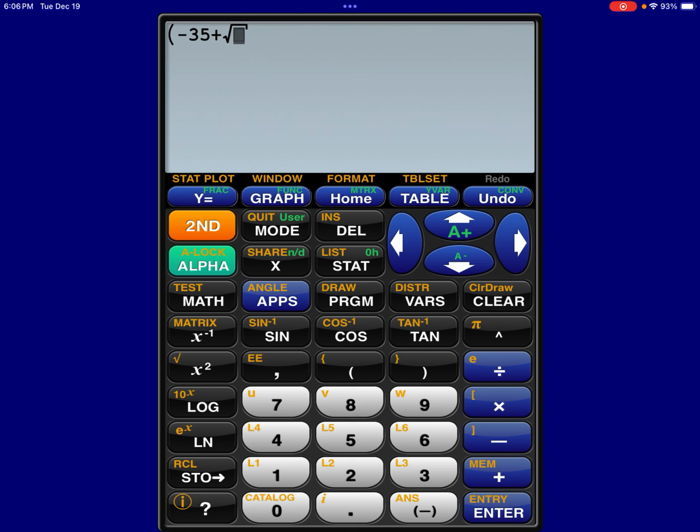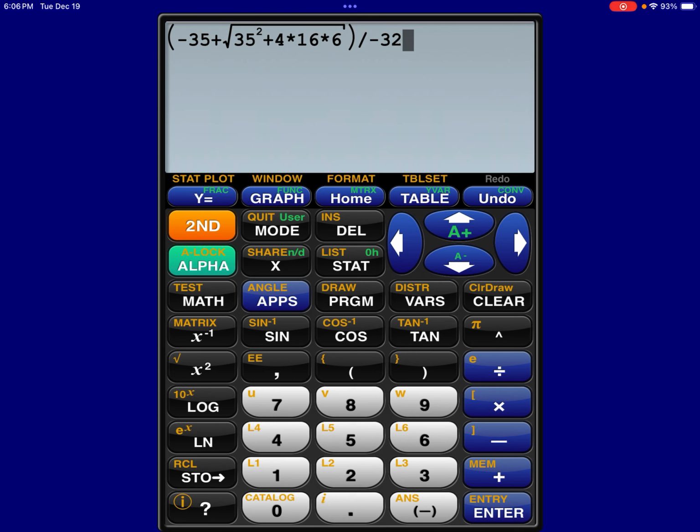Okay, so there's the negative 35, and then there is the square root. 35 gets squared. And then it's got a negative 4 times a negative 16. So negative times negative is positive. And then 4 times 16 times 6. And then move to the right to get out of the square root. Then put the parenthesis. And then it's divided by negative 32.